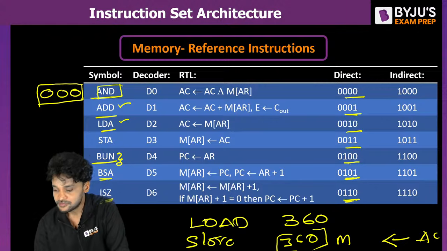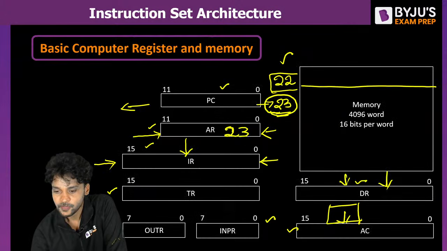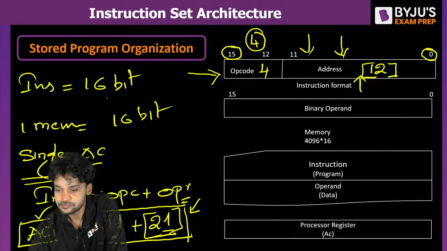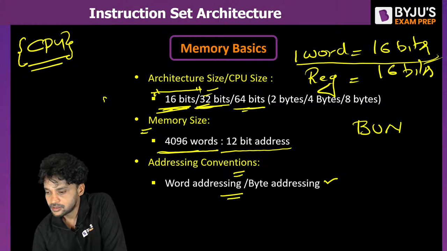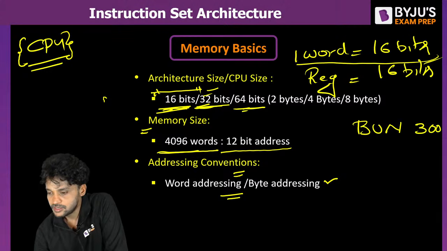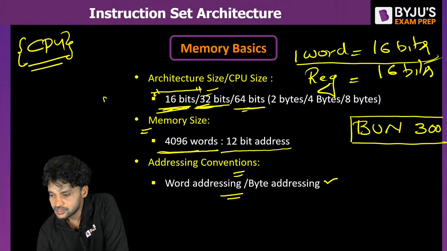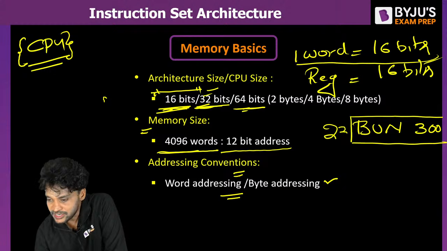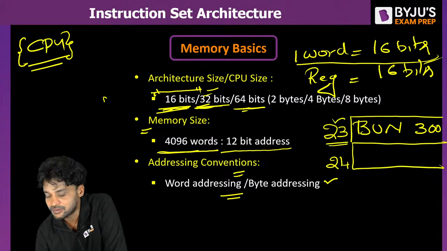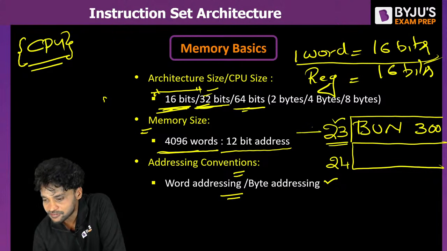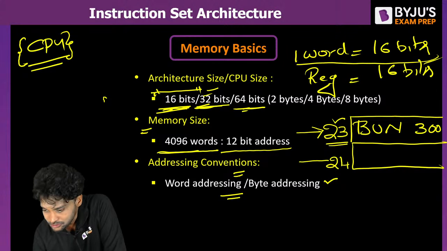For instance, let us say I want to perform BUN 300. Let us say this is the current instruction within the main memory, the current instruction 23. Right after this instruction, which instruction do we need to execute? The 24th instruction. The 23rd instruction is available at the 23rd location of the main memory. Right after we execute this 23rd instruction, we generally need to execute 24.